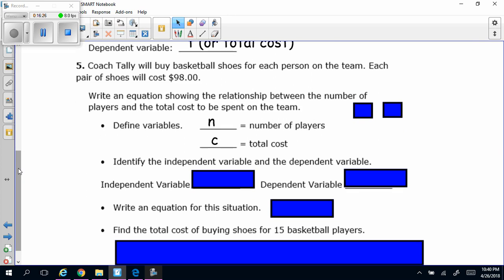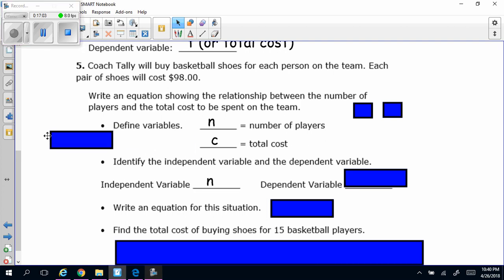Now identifying the independent variable and the dependent variable. So in this case, we'll think about it. Basketball shoes and how much each is going to cost. So wouldn't the total cost of the shoes depend on how many players he has to buy for? So think of independent and dependent here. Pause the video and what would you think would be the independent variable and the dependent variable? And then we'll get back to it.